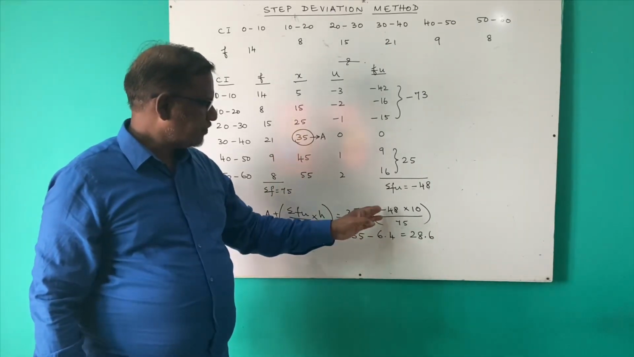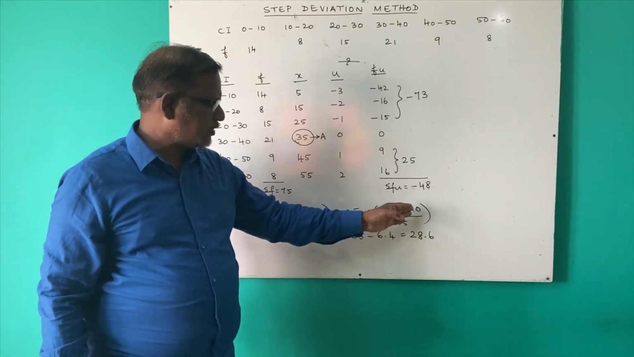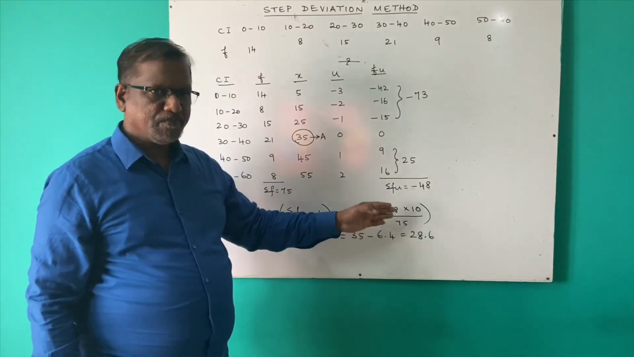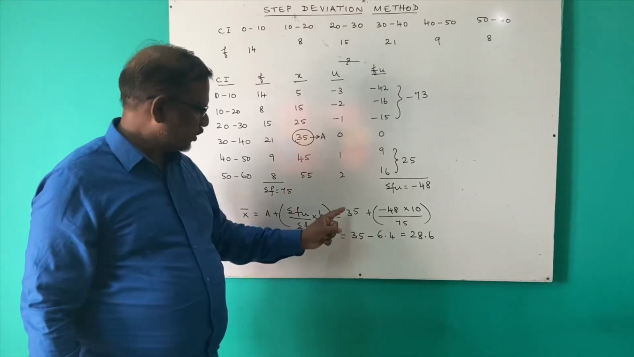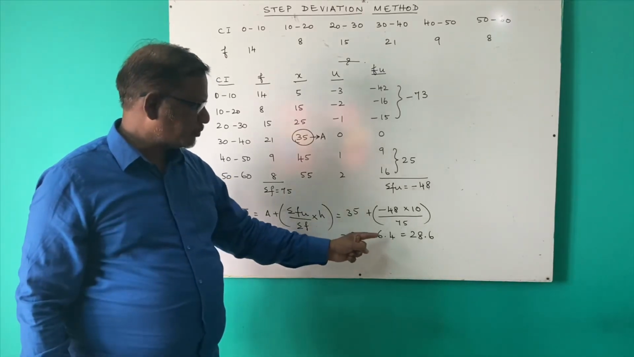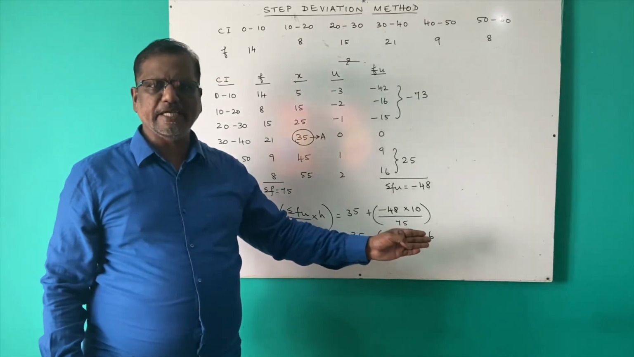For example, minus 48 into 10 divided by 75. On simplifying, we get minus 6.4. Therefore, it is 35 minus 6.4. You are getting 28.6.